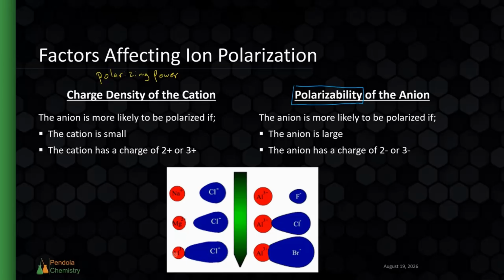Sodium, magnesium, and aluminum are all in period 3 and have a fairly similar size. However, sodium only has a +1 charge, magnesium has a +2 charge, and aluminum has a +3 charge. What that means is that because they have roughly the same size but increasing charges, the charge density going down these cations increases.